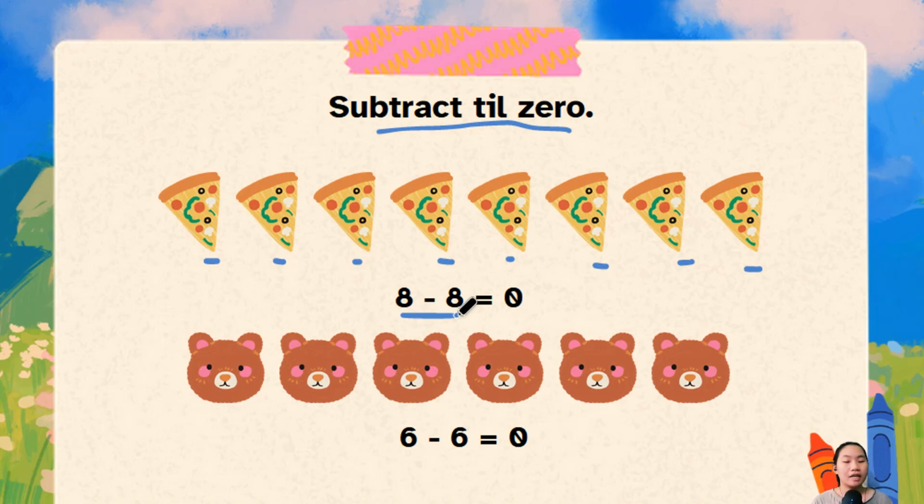If you have 2 candies and your friend takes away 2 candies, you're left with 0. You're left with nothing. You're left with 0 candy, okay? Now, how many bears do I have here? 1, 2, 3, 4, 5, and 6. I have 6 bears. Now, 6 minus 6 would be 0, correct? It would be 0, okay?